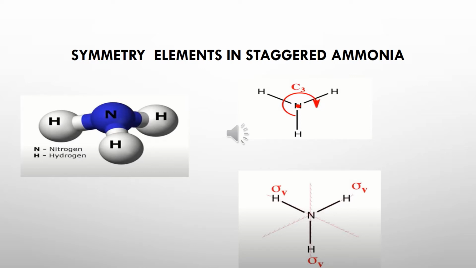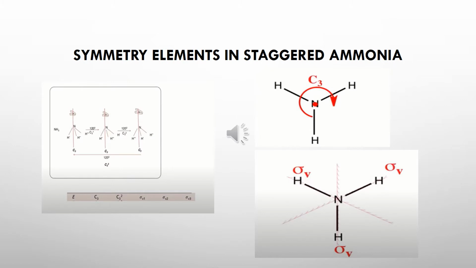Last one is the invariant center, and if we look for an invariant center, there is no invariant center found in ammonia, because there should be the same atom on the opposite side of every atom, and there is no such case found in ammonia. The complete set of symmetry elements and operations in the ammonia molecule are identity, C3, C3 twice, sigma V1, sigma V2 and sigma V3.